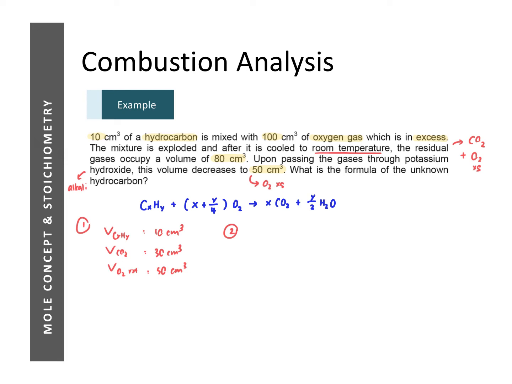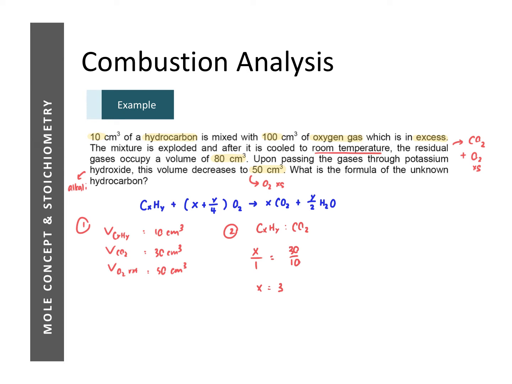So for example, if we were to compare the ratio between the hydrocarbon and carbon dioxide, we would have the following ratio in the coefficients: x over 1, and the ratio between the volumes would be 30 over 10. That would tell us that x is equal to 3.